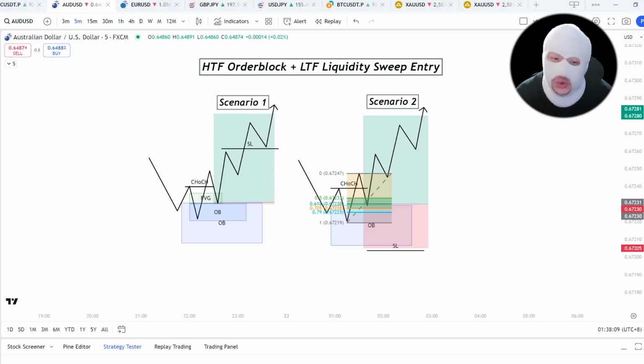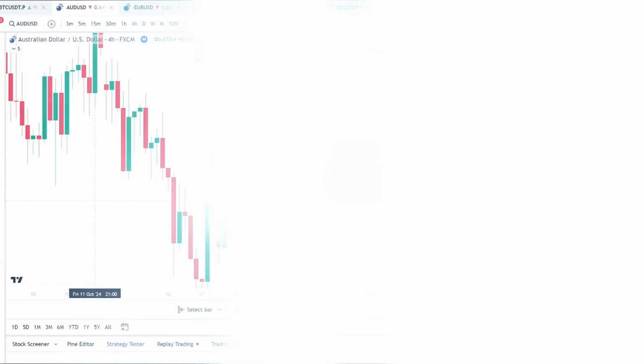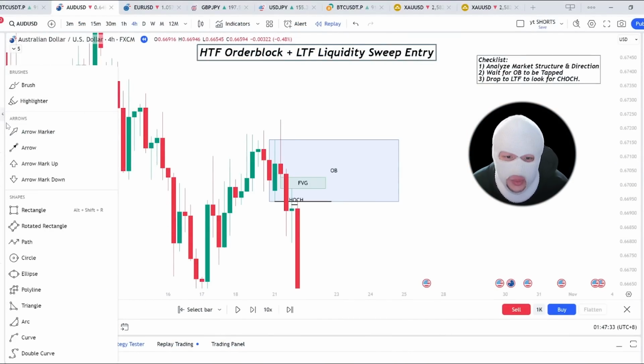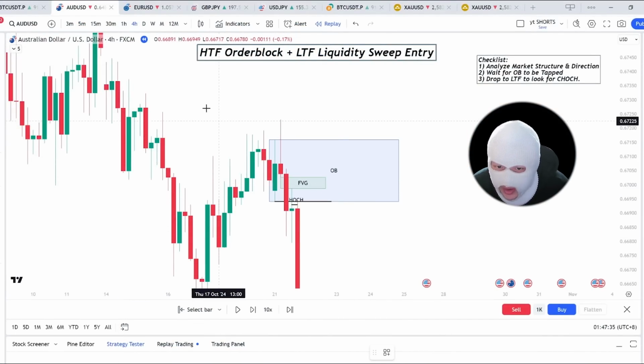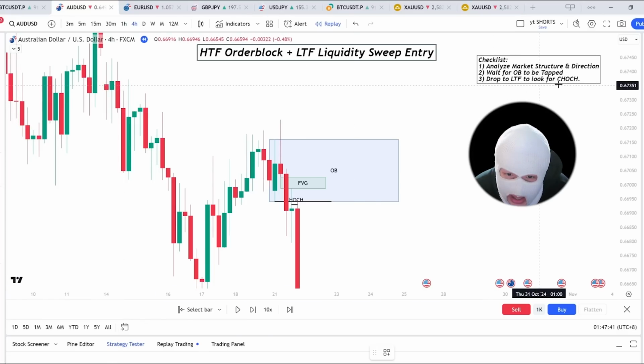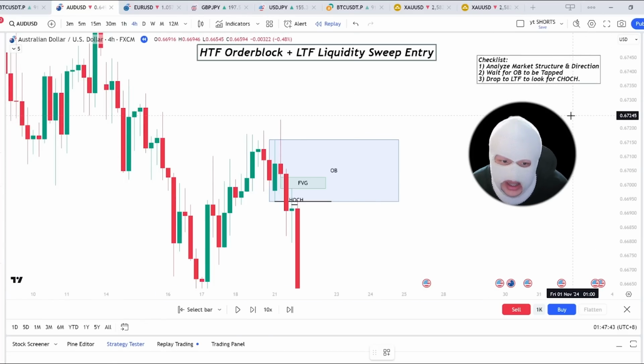Now, let me show you 2 trade breakdowns with each scenario to show you exactly what I mean. Here we have the Australian US dollar chart on the 4-hour time frame. Now, let's start off with the first example. A change of character with a fair value gap plus a lower time frame order block. Now, let's go through our checklist step by step.